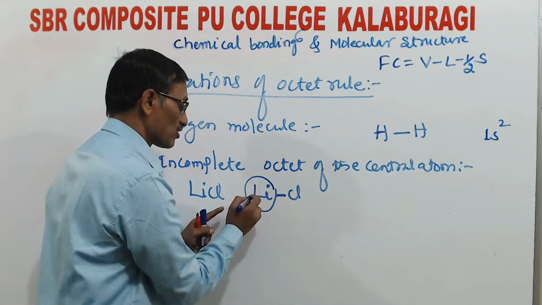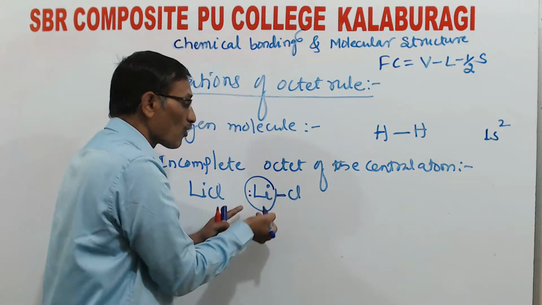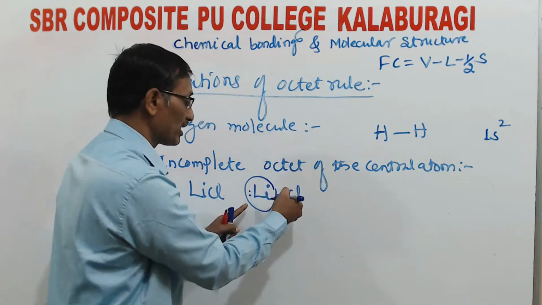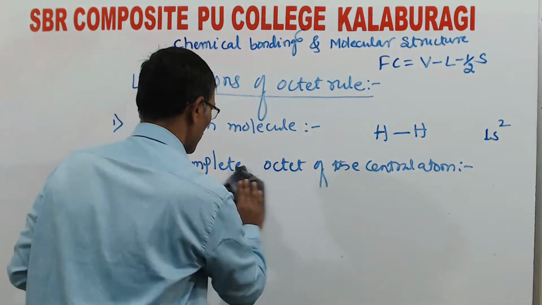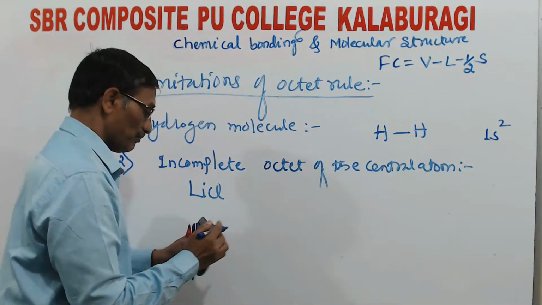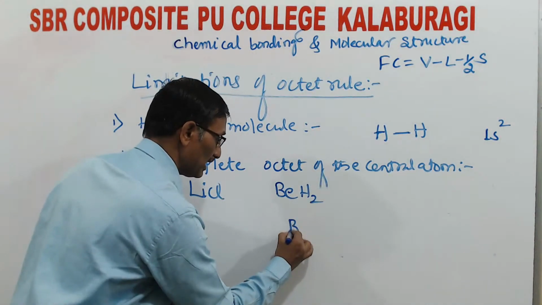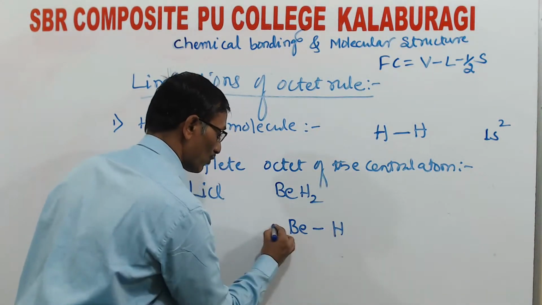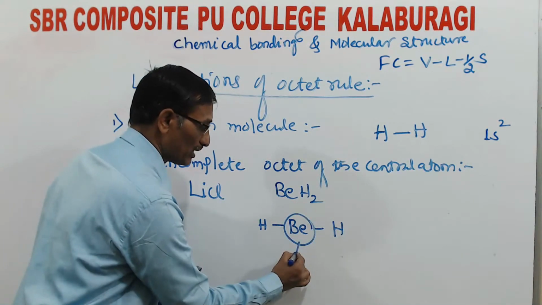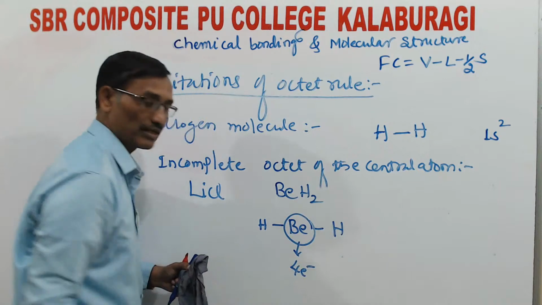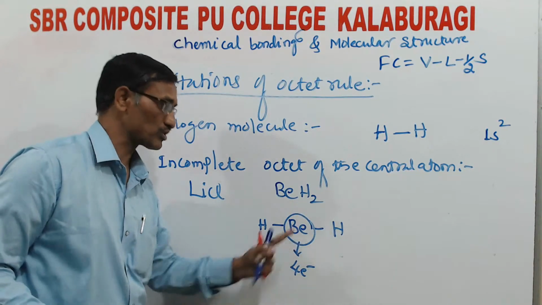If I take the lone pairs here also, there are 4. So we can take it as an incomplete octet. Leave that one. Even we can take the best example, beryllium hydride. The central atom is beryllium, with hydrogen, hydrogen. Now around the central atom, how many electrons? 4 electrons are there here also. So incomplete octet, even though this molecule is stable.